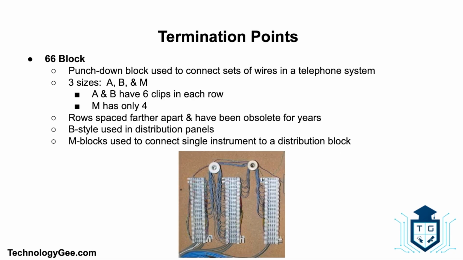All right, let's talk about termination points. The first one we're going to talk about is the 66 block. A 66 block is a type of punch down block used to connect sets of wires in a telephone system. They have been manufactured in three sizes: A, B, and M. A and B have 6 clips in each row, while M only has 4. The A blocks have the rows spaced further apart and have been obsolete for many years. The B style is used mainly in distribution panels where several destinations need to connect to the same source, and the M blocks are often used to connect a single instrument to such a distribution block.